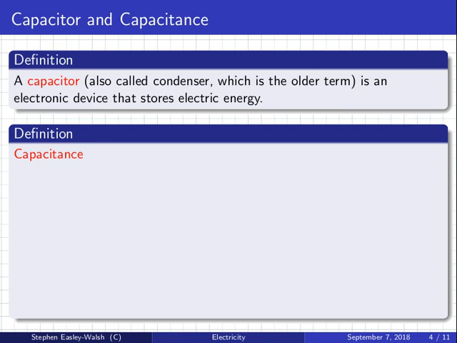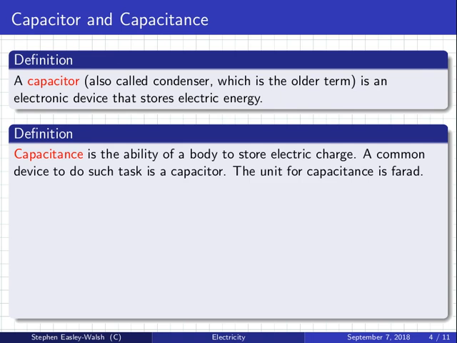So we need a way to measure capacitors, how much charge they can hold, and we call this capacitance. It's the ability to store charge. You can use a capacitor to do this. Now, the unit for capacitance is the farad, and the definition for capacitance is C = Q/V. In other words, the capacitance of a capacitor is how much charge it can hold divided by the voltage across the capacitor. This is a measurement of how big the capacitor is. So the bigger the C, the more it can hold.